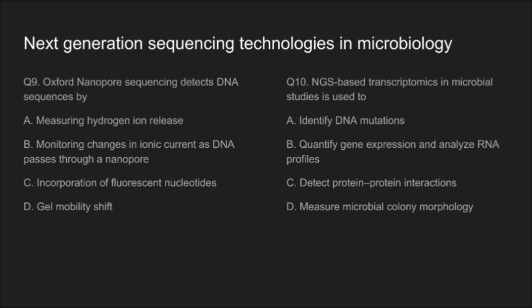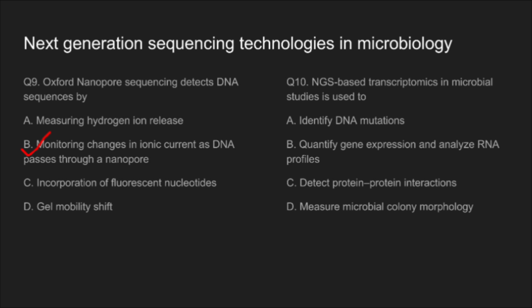Now question number 9. Oxford Nanopore sequencing detects DNA sequence by A. Measuring hydrogen ion release. B. Monitoring changes in ionic current as DNA passes through nanopore. C. Incorporation of fluorescent nucleotide. D. Gel mobility shift. So the correct answer for this question is option B.